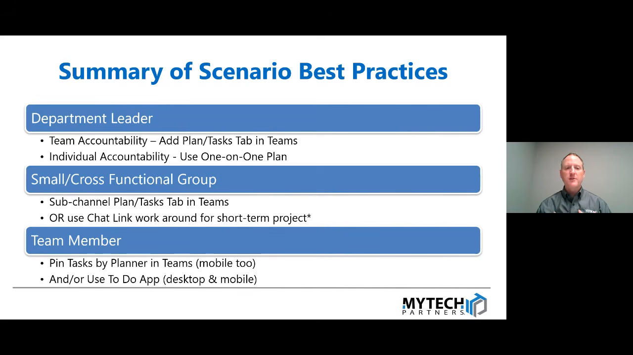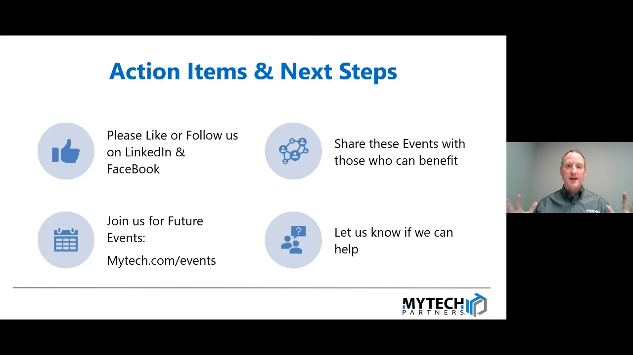And then as an individual team member, I would recommend pinning the Tasks by Planner in Teams, and you can also do that in mobile, as I mentioned, and/or use the To-Do app, which is also available on desktop or mobile. So again, some of that's personal preference if you use flagged emails or not, but the To-Do app pulls everything together, including flagged emails, whereas the Tasks by Planner does not yet pull in. I'm not sure if it's going to pull in flagged emails, but at least it does not yet pull in flagged emails.